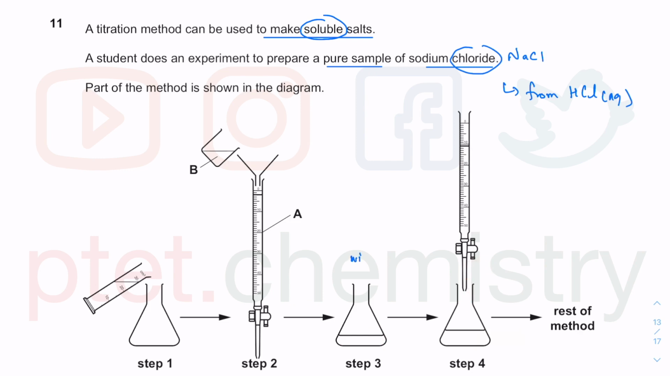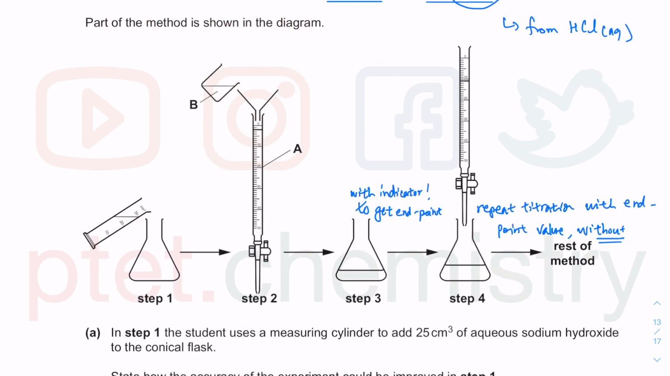That's why this is with indicator. But then we want pure sodium chloride, so we don't want any indicator. So repeat titration with the endpoint value, but then without indicator. So you have seen this in one of your planning exercises on making soluble salt. I think there was a separation technique, planning work 1. You can find out from that tutorial. You should have done your correction always, because you're never going to learn unless you correct a mistake. Okay, so this is without indicator.